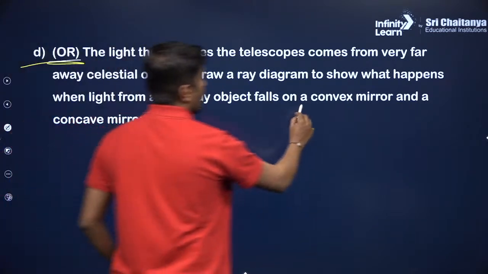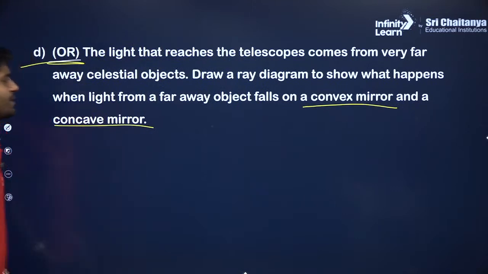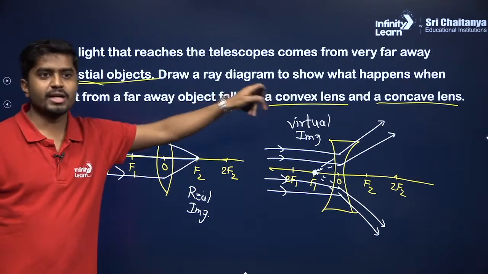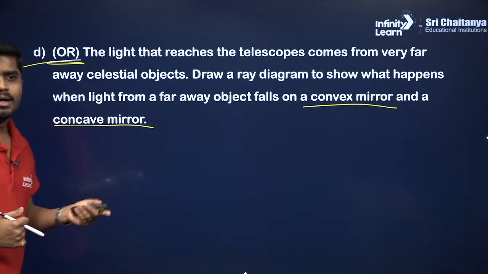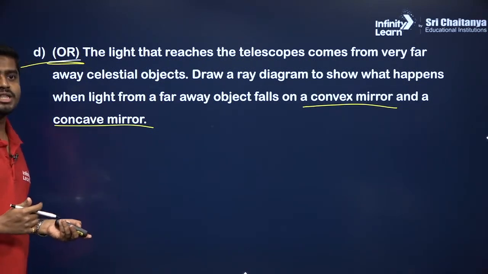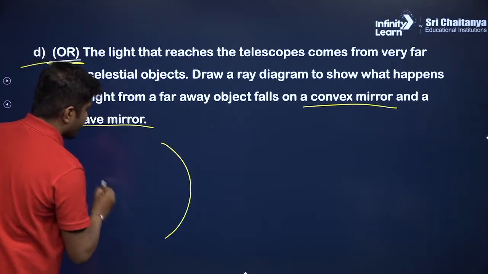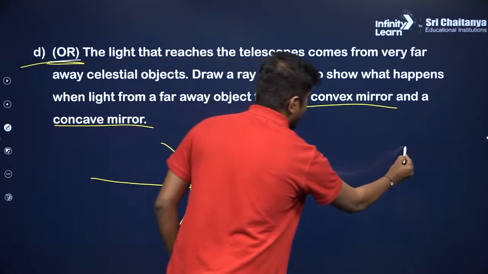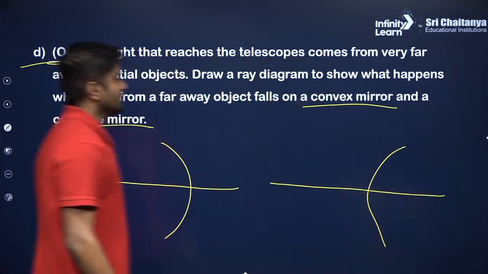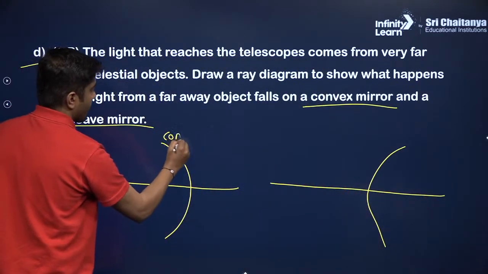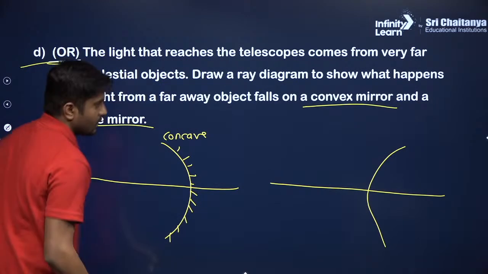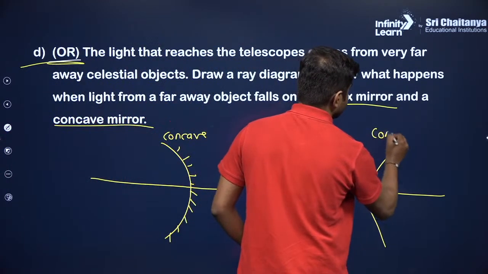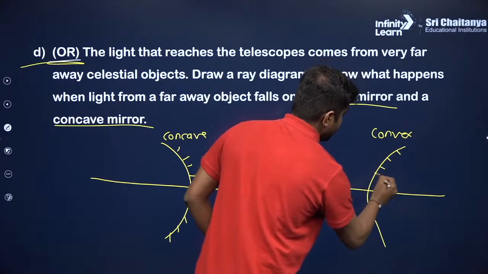Okay, now we have a convex mirror and a concave mirror. Everything is the same, just that here we had lenses, convex lens and concave lens. Here we have a convex mirror and a concave mirror. Okay. So first, concave mirror, and then we have convex mirror. This is concave. So this one is the silver side. Okay, this one is convex. So this one is the silver side.